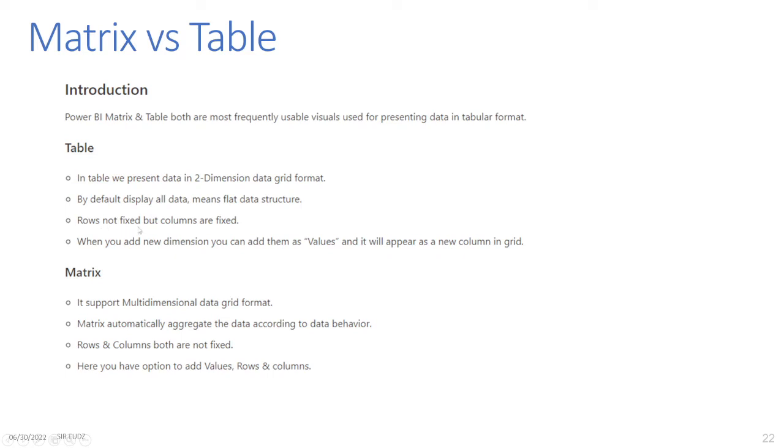Rows are not fixed, but columns are fixed. When you add new dimension, you can add them as values, and it will appear as a new column in grid. In Matrix, it supports multi-dimensional data grid format. Matrix automatically aggregates the data according to data behavior. Rows and columns both are not fixed. Here you have option to add values, rows and columns.